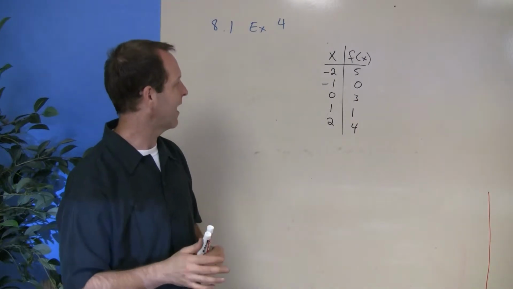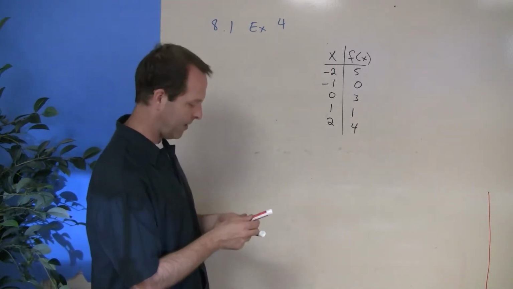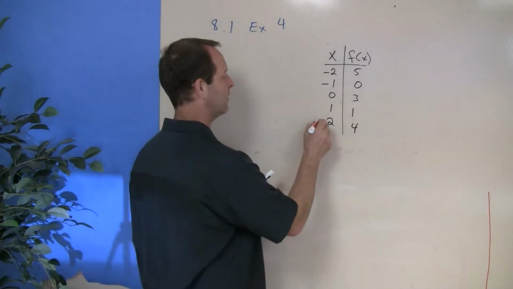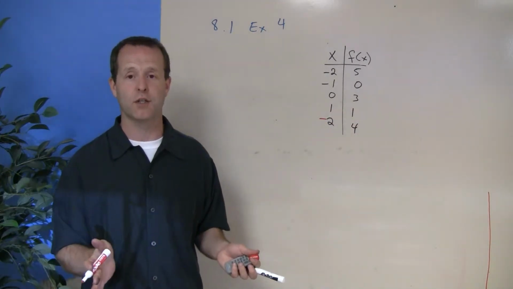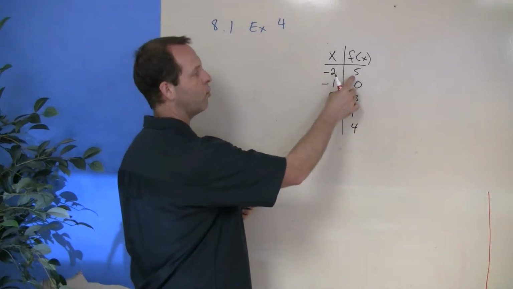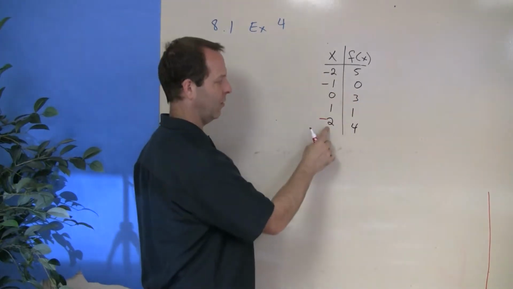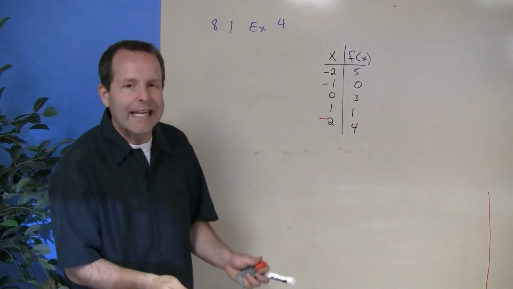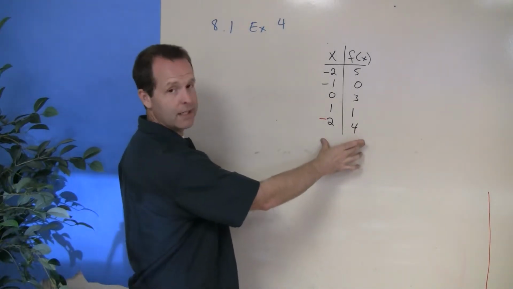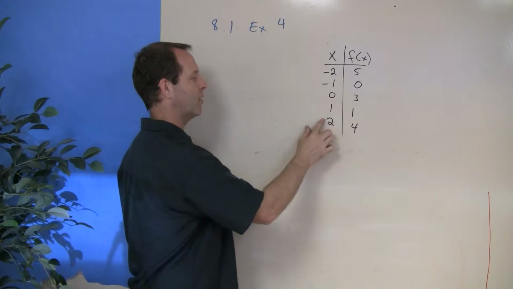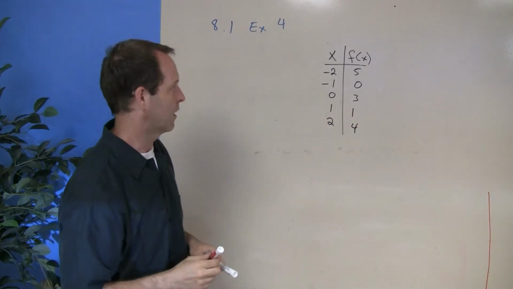But if I happen to just change this one to a negative 2 right there, this is no longer a function. Because a negative 2 at one point equals a 5, but down the road a negative 2 equals a 4. It can't do that. It can't change. So in this form, it's not a function. But if I go back to our original problem, we are a function.